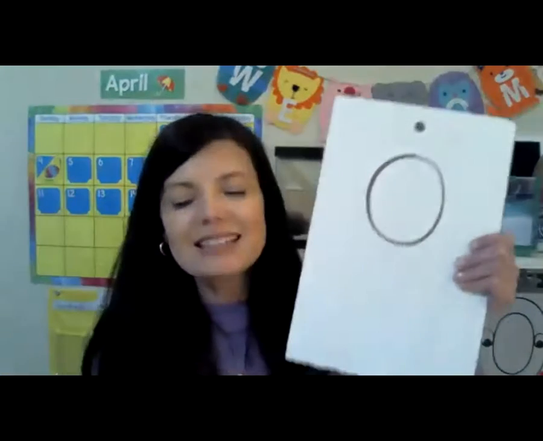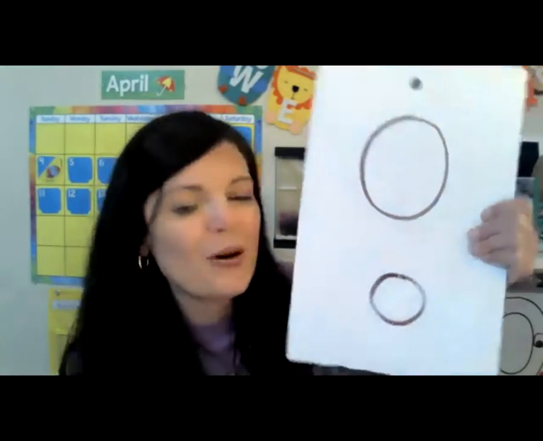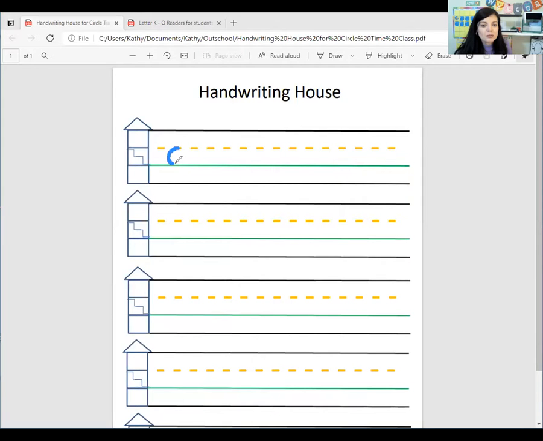To make the lowercase o, it looks exactly like uppercase O. It's just a little bit smaller. So there it is. You're going to start and stop at the same point. On the handwriting house, it's going to be just downstairs. So start in the middle, go down and back up. Down and around and back up. This is the lowercase o. Fill up the whole downstairs. Okay, so that's what lowercase o looks like.